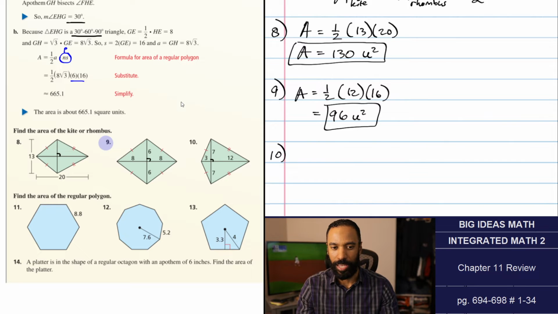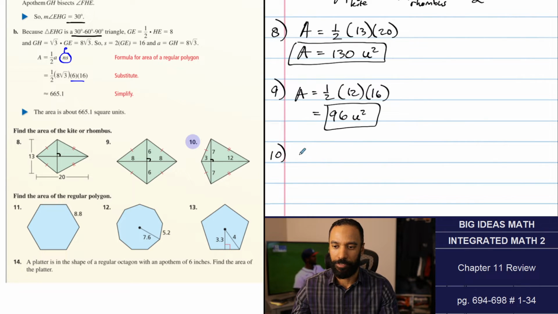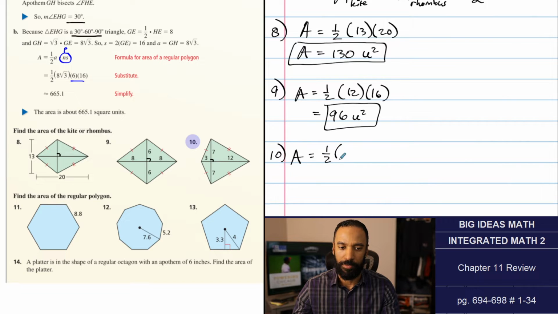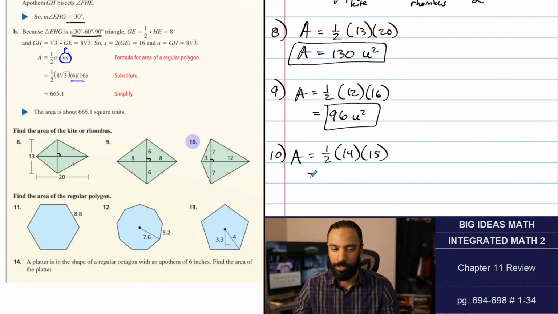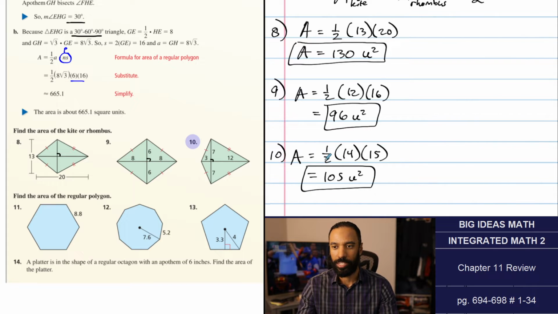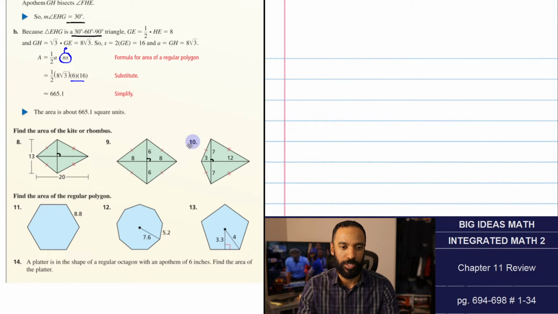And number 10 is a kite. Once again, they're giving you those lengths. Same thing when it comes to sums. We got 7 plus 7 and 3 plus 12. So 14 and 15 as your diagonal lengths. They get pretty basic. They didn't go off any Pythagorean theorem stuff. So half of 14 times 15. Half of 14 is 7, and 7 times 15 is 105. So 105 square units for that one. So like I said, stuck to basic. We will accept basic as we move forward to the next set, because I'm not even a third of the way through all my problems. And that's a problem.